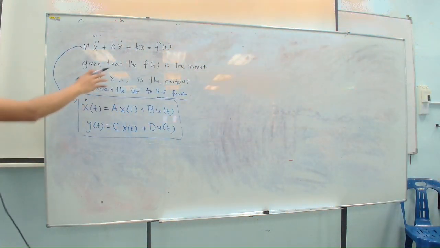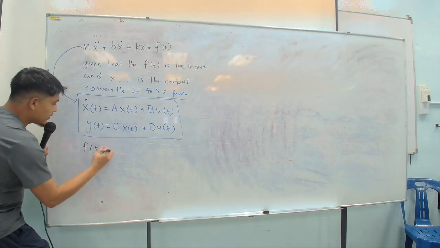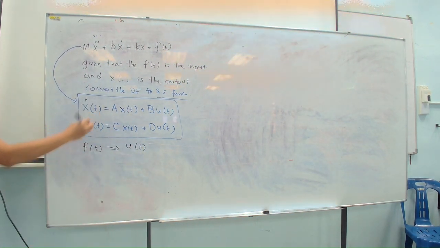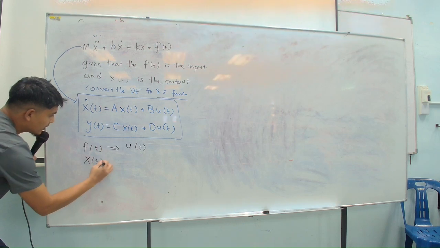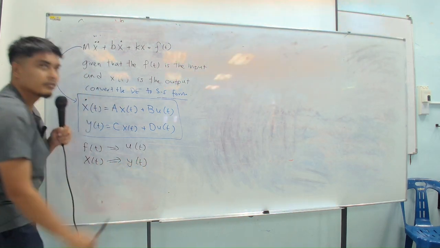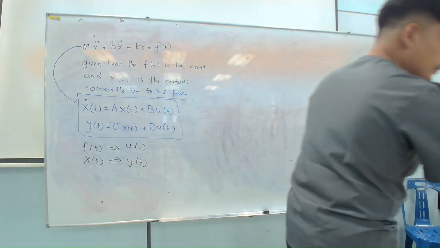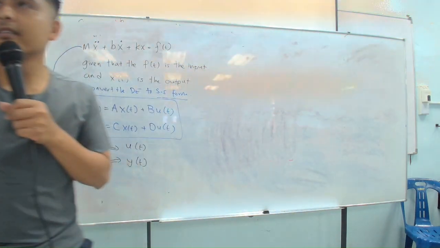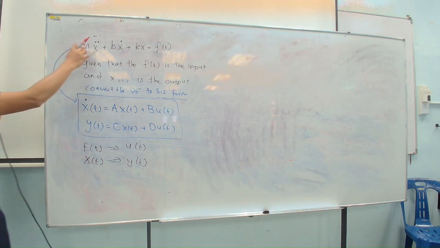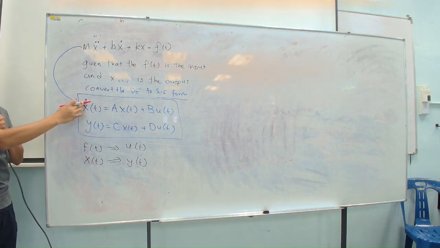But it gives you that f(t) is the input and x(t) is the output. Is it correct? Correct. Okay. But there are two dots. How do you want to fit it to one dot?